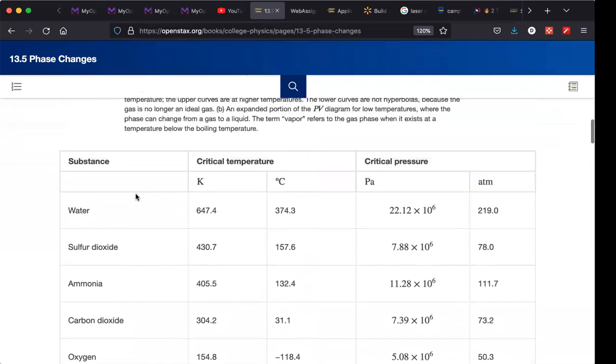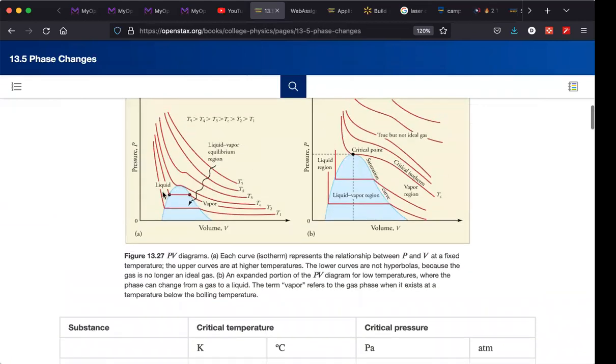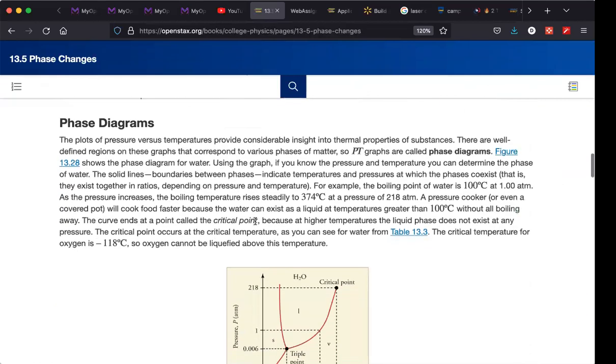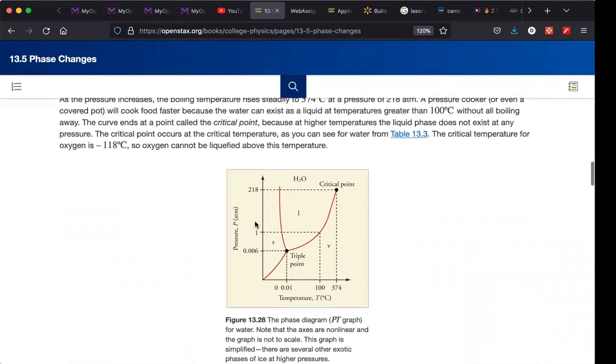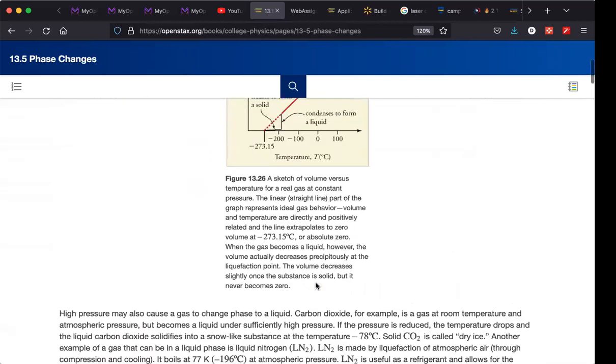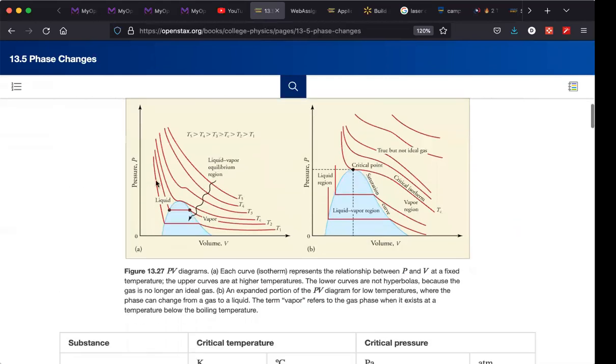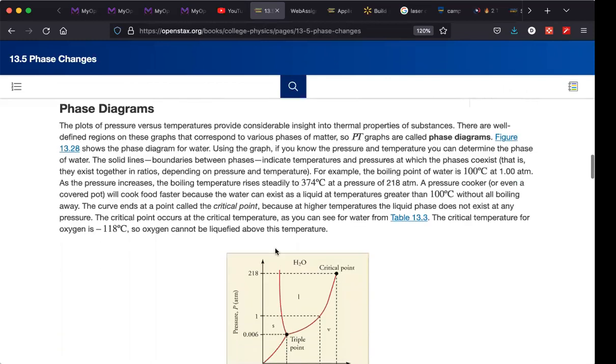And they have these critical temperatures and critical pressures that are determined by studying these graphs. Again, they're useful in many scientific ways, but we're not going to really use them that much here. What we will use is this pressure-temperature graph. So I told you we use several different ones. Here's a volume-temperature graph. Here's a pressure-volume graph, and here's a pressure-temperature graph.